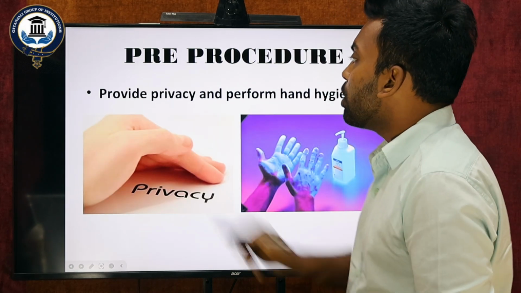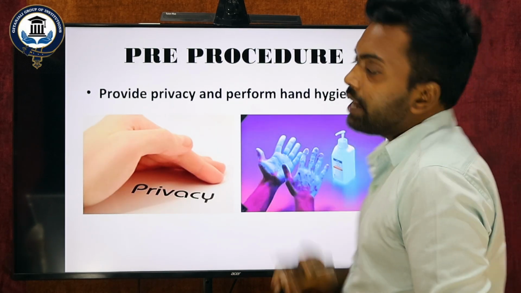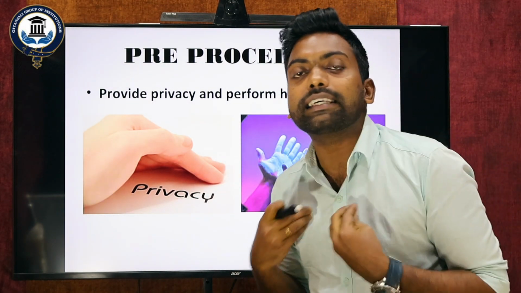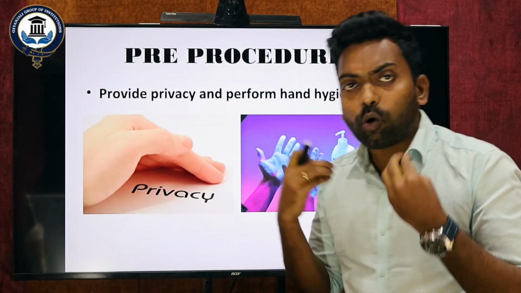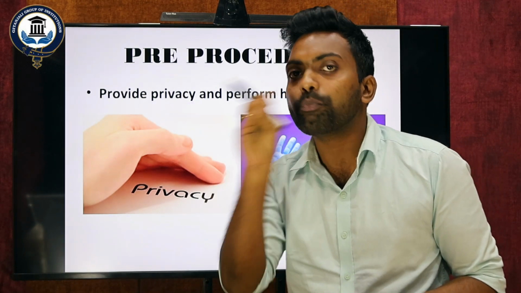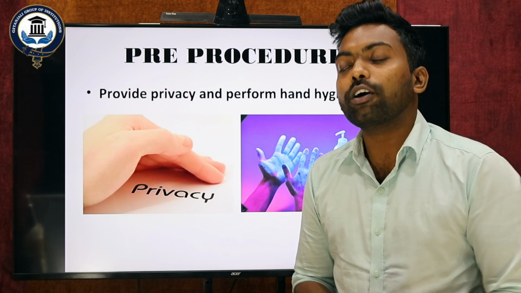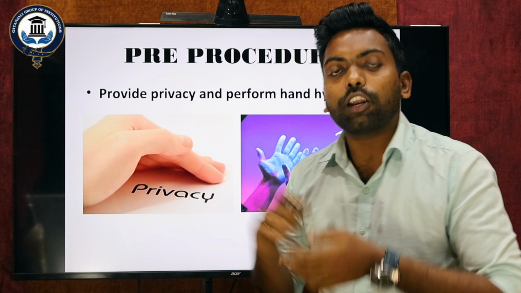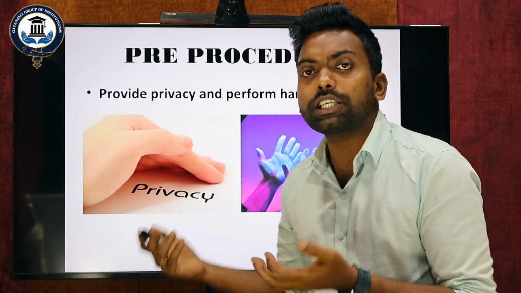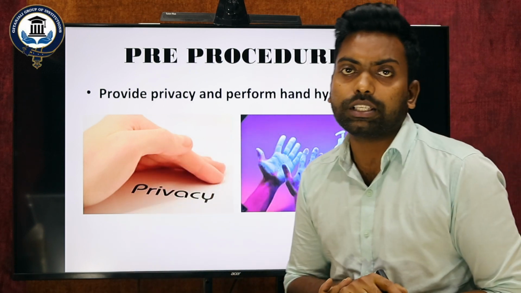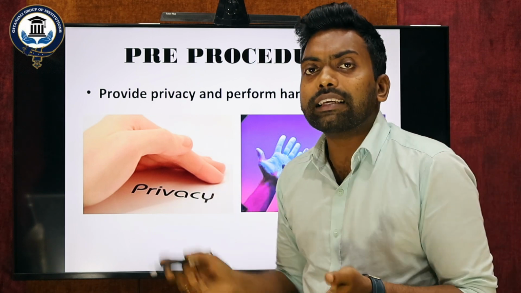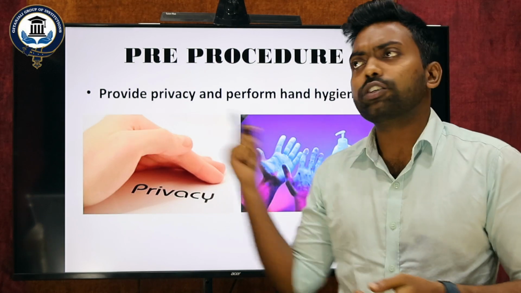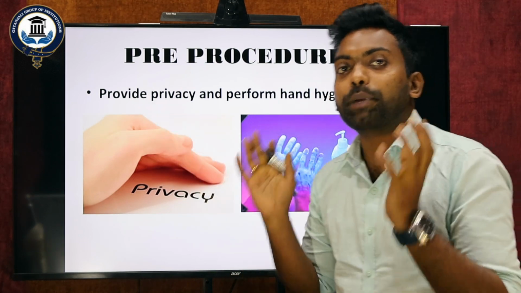The second step is to provide privacy and hand hygiene. Privacy is very important as part of our nursing ethical measures. We must accept that privacy is a topmost priority for the patient, because a lot of patients feel hesitant, and a lot of patients do not allow some kinds of procedures to be done. In that case, you must provide privacy. There is a privacy screen; you just pull it around. So that is called privacy.